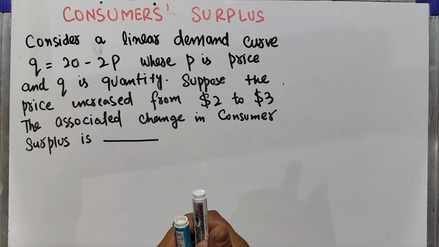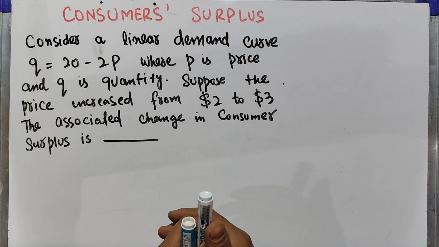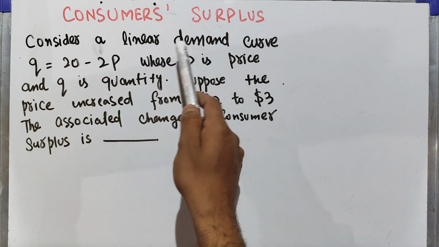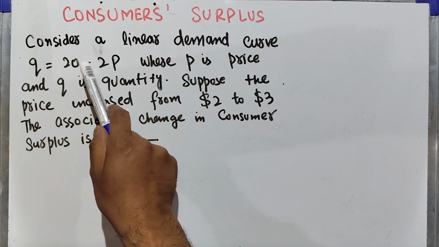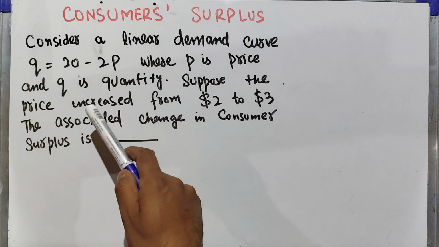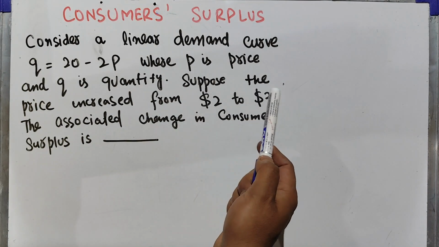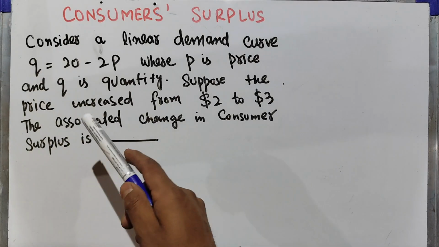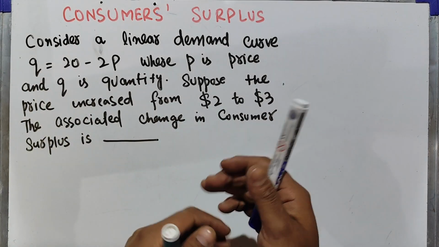In this video, we will learn how to find out the change in the consumer surplus when the price changes. The question is, consider a linear demand curve, Q is equal to 20 minus 2P, where P is the price and Q is the quantity. Suppose the price increased from $2 to $3. The associated change in the consumer surplus is, we need to find out how much consumer surplus has changed.